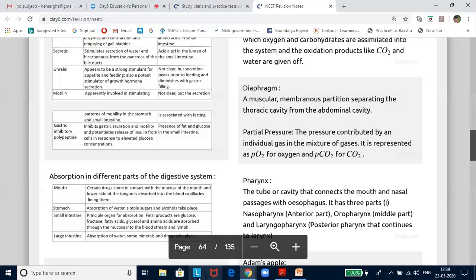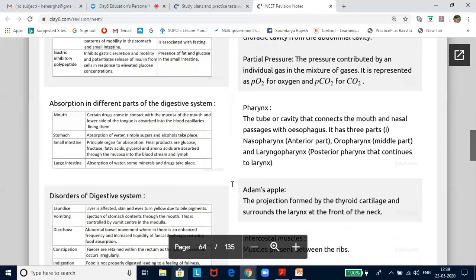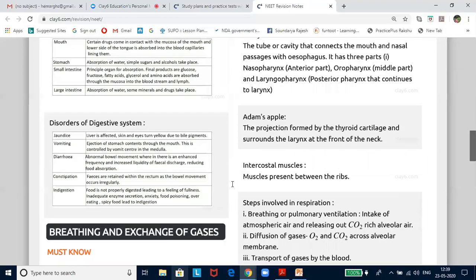The last part will be what are some of the digestive disorders you see. It's a very simple thing. It's not much you have here, though the list is very big. For your exam per se, if you know about these digestive disorders, it is more than sufficient. So let us look into that. First one is jaundice. If the liver is affected, skin and eyes turn yellow due to the deposits of bile pigments.